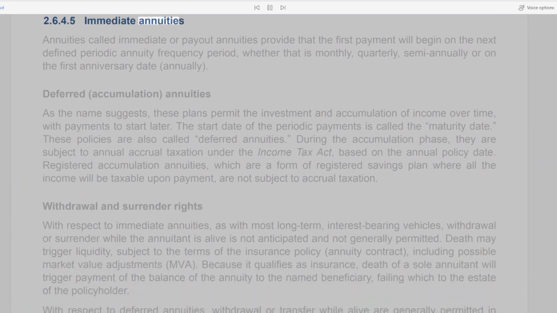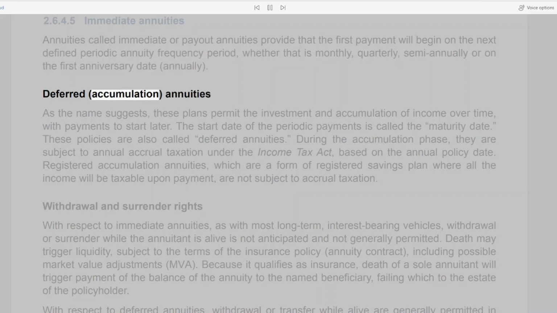2.6.4.5 Immediate annuities. Annuities called immediate or payout annuities provide that the first payment will begin on the next defined periodic annuity frequency period, whether that is monthly, quarterly, semi-annually, or on the first anniversary date, annually.